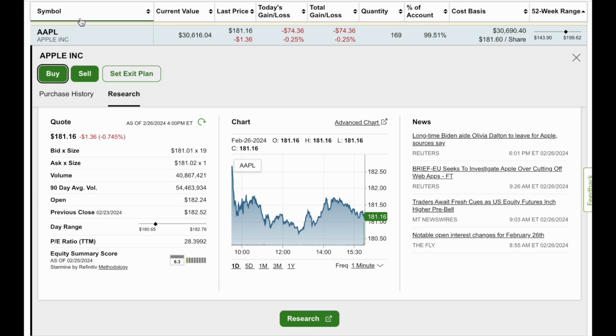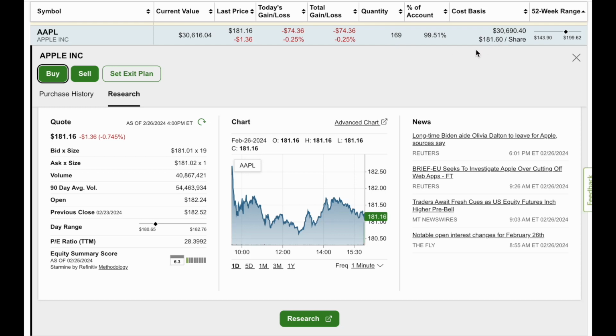All right, so here it is, guys. Apple, $30,000 trade right here, 169 shares. We're down 0.25%. This is the trade that I'm making. I'm going to try to swing trade this from 181.6, my cost basis. I want to take profit at 185, selling 69 shares. And then I want to take the rest of the profit at 187.